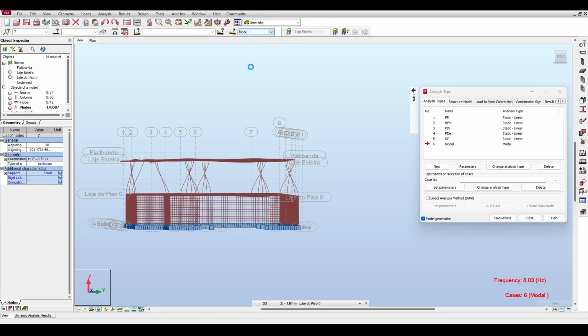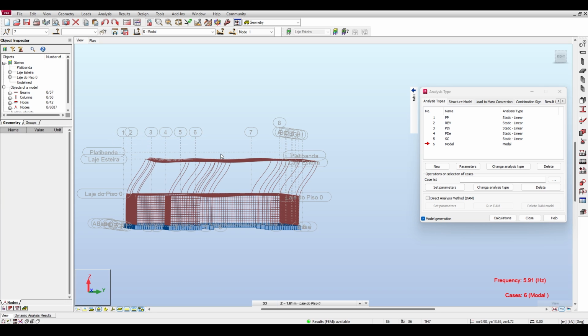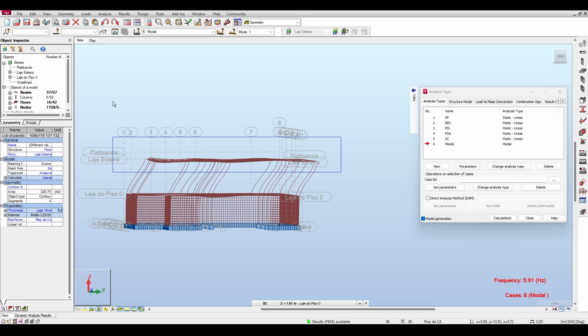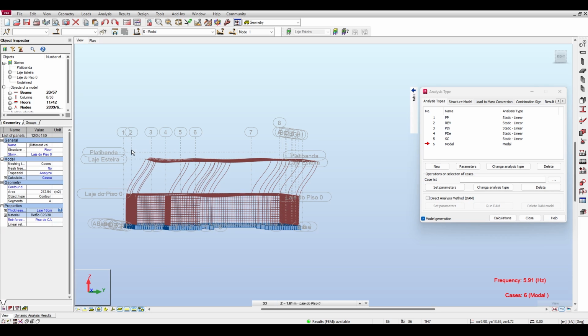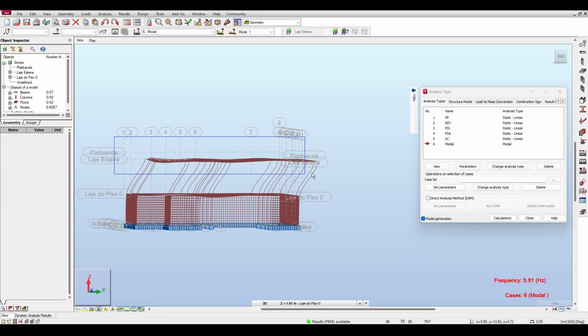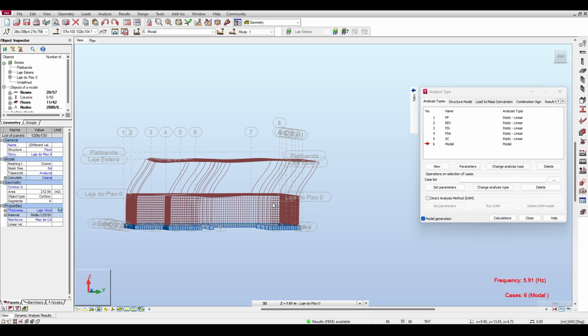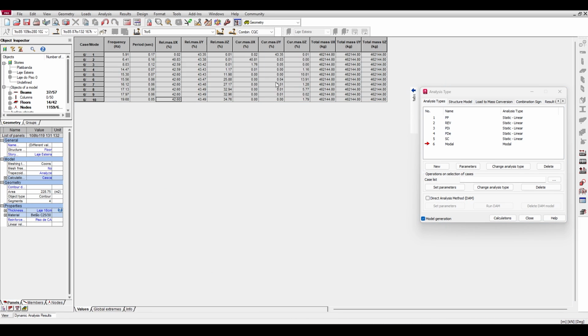Look, in mode 1, let me show you something. In mode 1, it is the top slab that is moving, and the bottom slab is basically not moving. You can predict that around half the structure is moving and the other half is not moving. Now, this is totally normal because you have a shear wall, which is a stiff element. And because half of the structure is moving, in the dynamic analysis you can see that indeed 43% of the structure is moving. This is exactly what it's supposed to be.